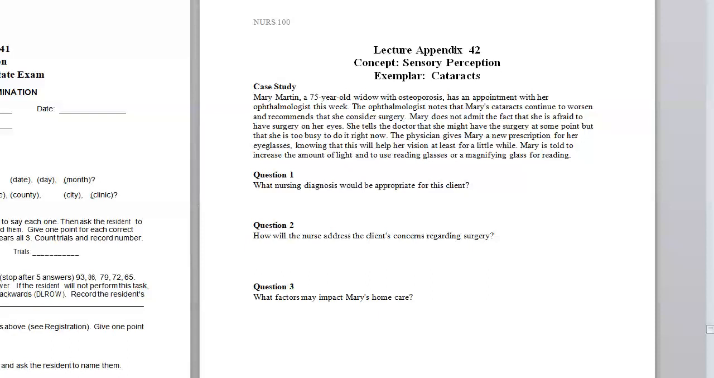And it would be nice to bring either a friend or a family member, even a neighbor, along to give her some support, because she is a widow, she lives alone, and it would be nice to have somebody there to listen to exactly what is going to happen when she has the cataract surgery.